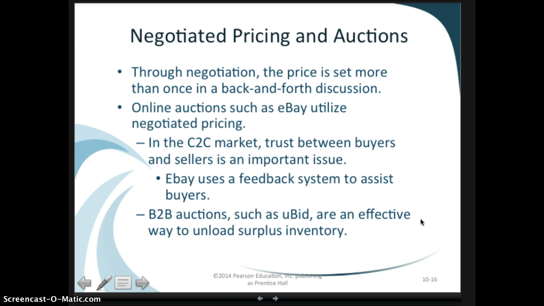In business to business auctions such as UBid, negotiated auctions are a great way for companies to unload surplus inventory from the seller side, and from the buyer side, it's a great way for buyers to get components. This is typically at the component level, components at a really good price.